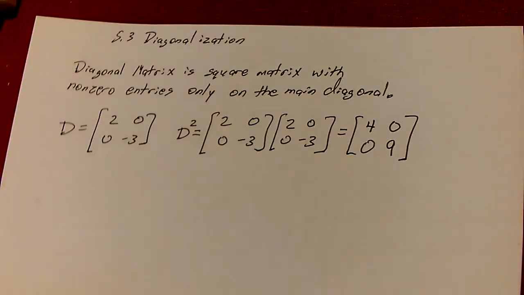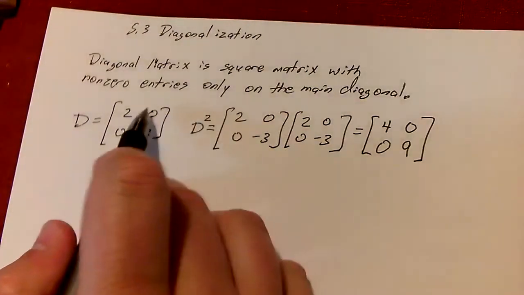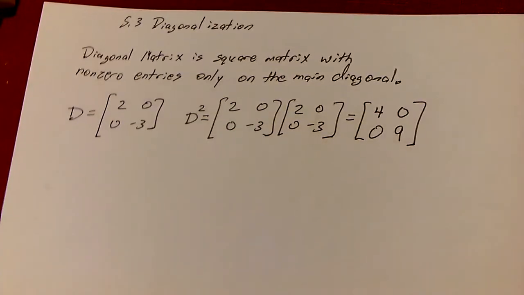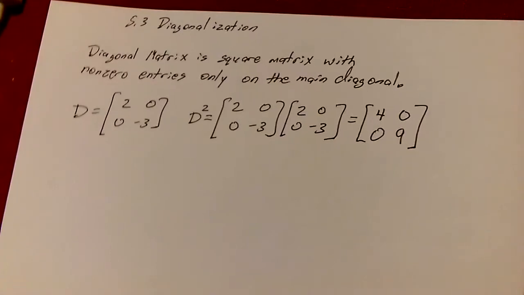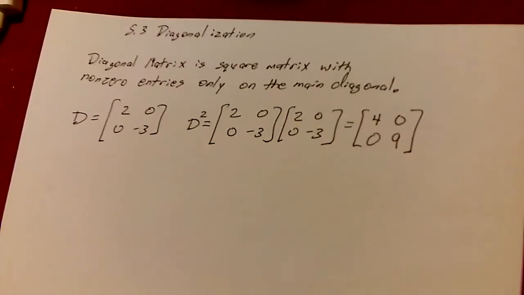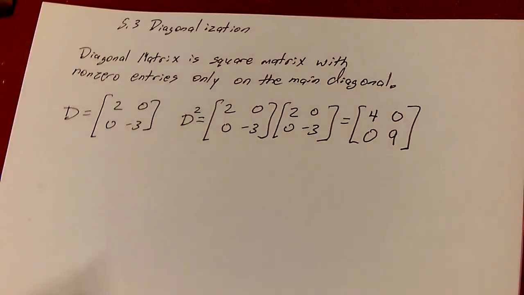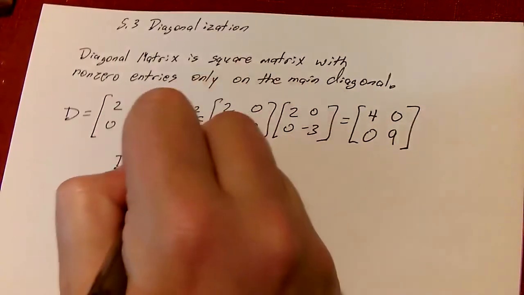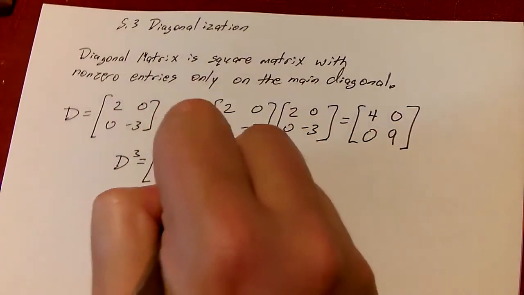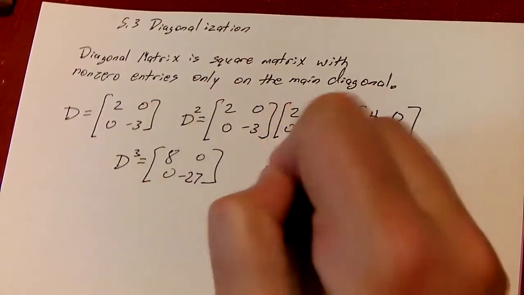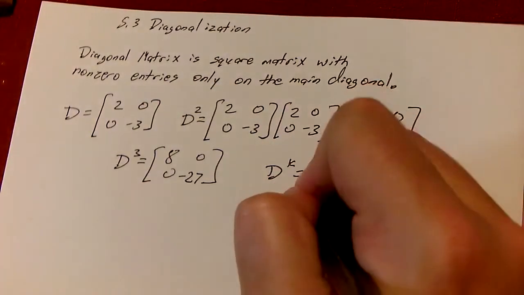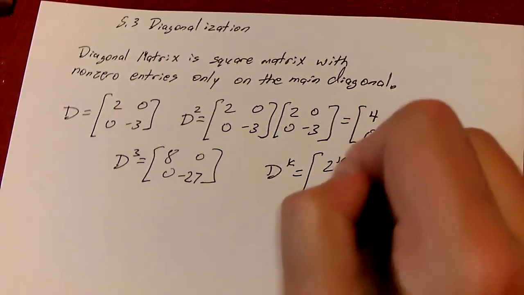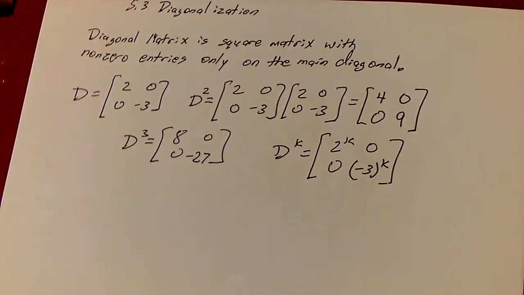All right, so 4 and 9. That makes sense that D squared then is simply just the square of the positions on my diagonal here. Sorry, I'm fidgeting with the camera, trying to make it as clear as possible here for you. So 4 and 9, then I just square the diagonal. So we'll see then that if I go to D cubed, well, I would get 2 cubed is 8, and -3 cubed would be -27 with zeros elsewhere. So that's going to apply for any D to the K power. In this case, that's 2 to the K and -3 to the K power with zeros elsewhere. And that's true for any diagonal matrix.